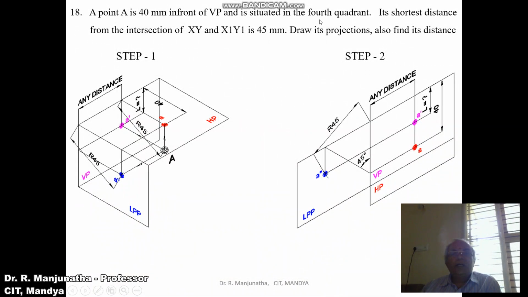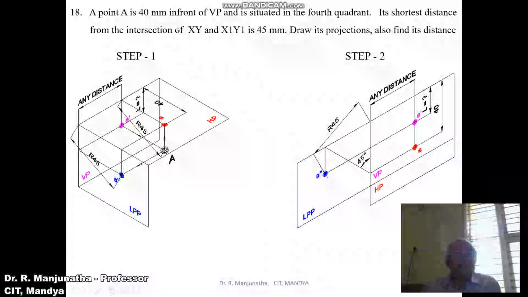So here he says it is in the fourth quadrant, so we are considering this as the fourth quadrant. It's 40 mm in front of VP. So when you look from the top view, we can see the distance 40 mm in front of VP. And since it is the shortest distance, obviously we need to consider the profile view. So you are going to have the profile plane.